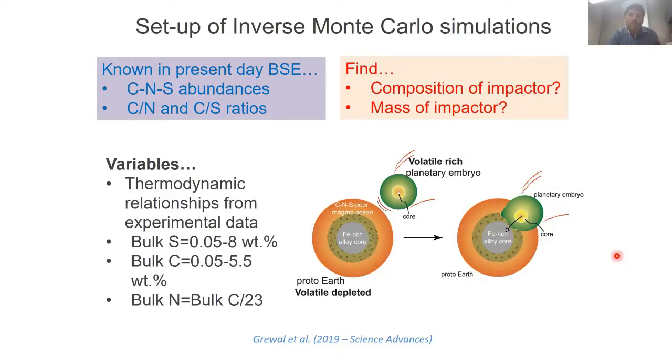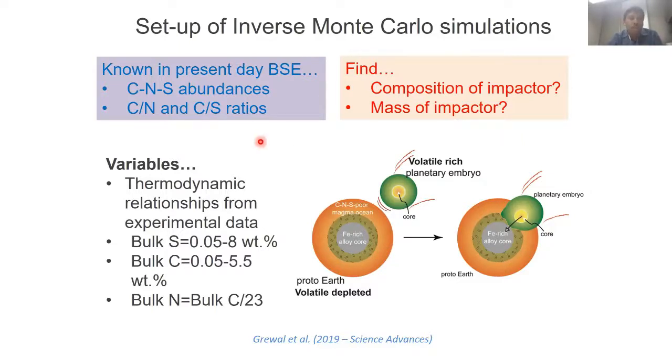So once we established that, what we set out to do was set up inverse Monte Carlo simulations where we said, okay, given we can now create a planetary embryo with a sulfur-rich core, whose mantle or silicate reservoirs can have the right attributes, very similar to what we see in our bulk silicate Earth, can we compute or estimate what the composition of the impactor is, and what the mass of the impactor is, that we need such that we can explain the bulk silicate Earth abundance?